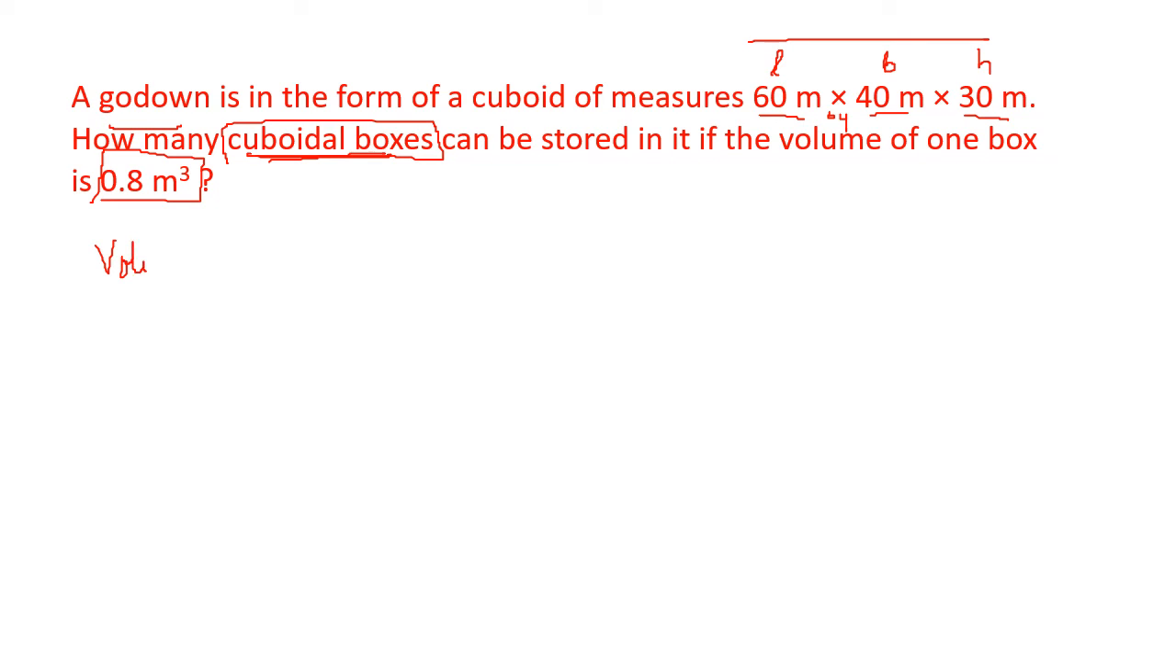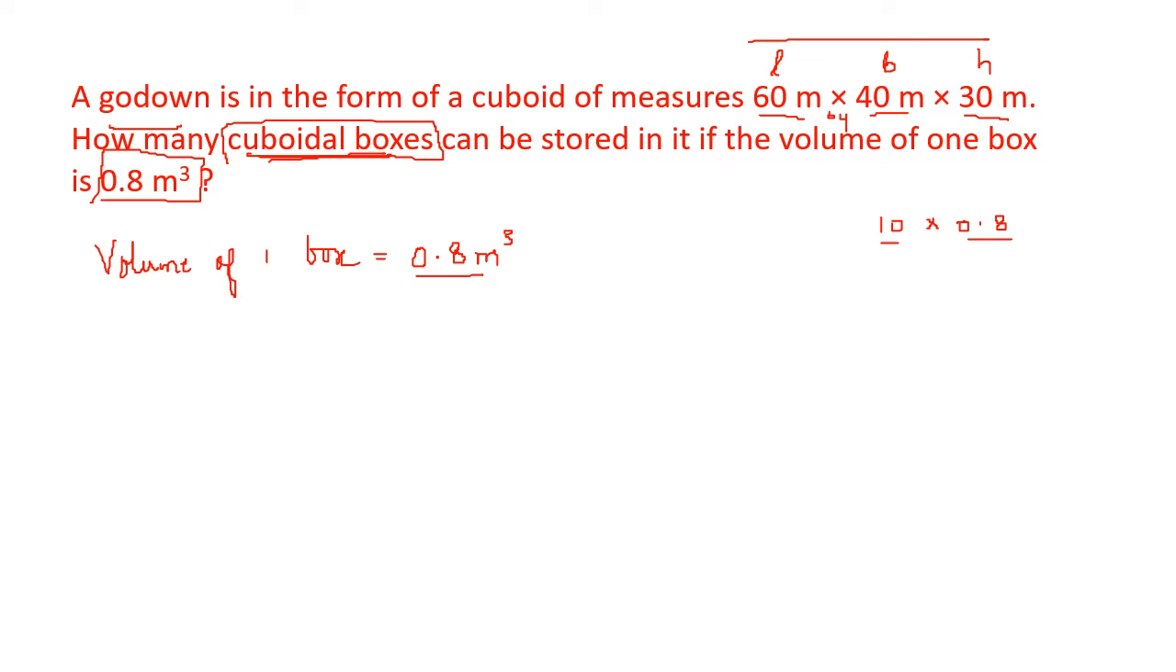So the volume of one box is 0.8 meter cube, right? So when you put one box in the godown, it will occupy 0.8 meter cube. If you put 10 boxes in the godown, then the volume occupied will be 10 into 0.8. What we are doing here is multiplying the volume of one box by the number of boxes to find out the total volume occupied.